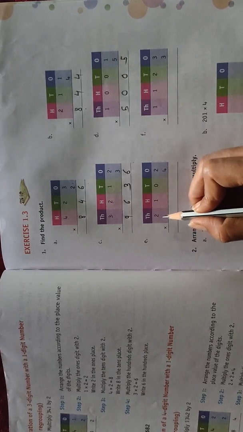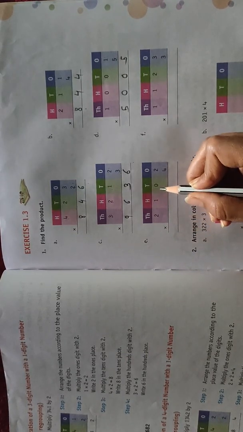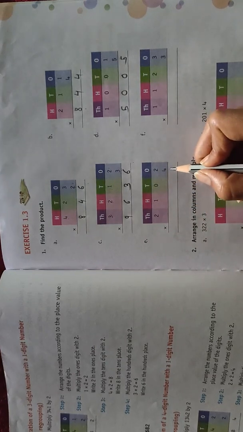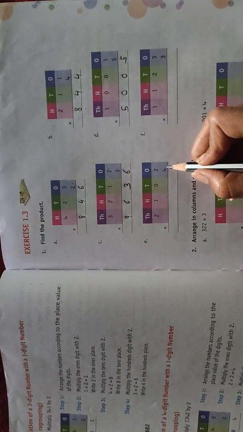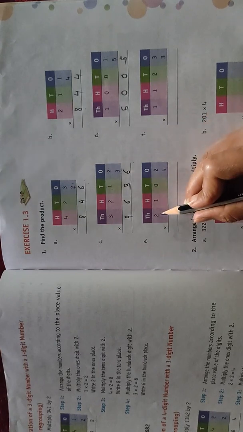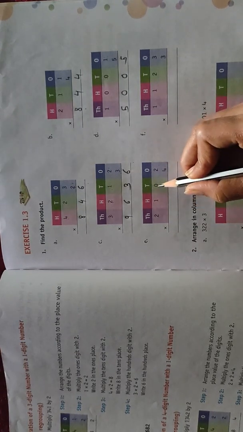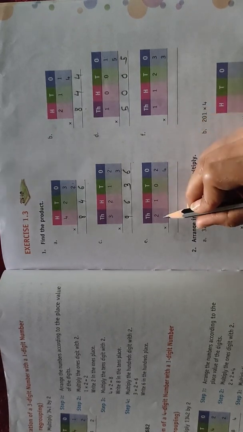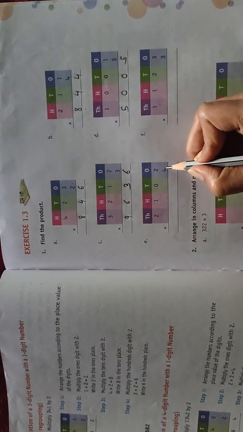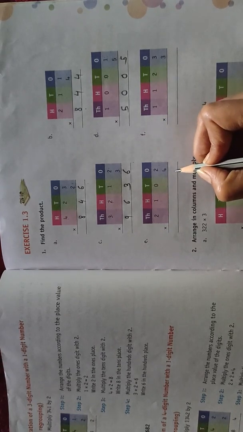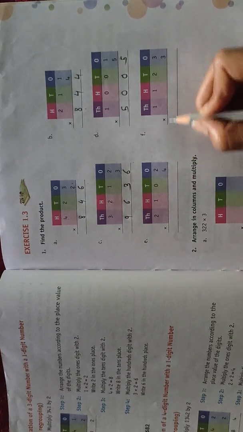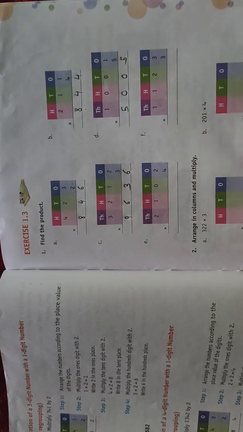Next, 2102 multiplied by 4. Means you will count the table of 4 up to the given number of places. So 4 twos are, 4 zeros are, 4 ones are, 4 twos are. Every table starts from 0. 4 zeros are 0. So you will solve the example. I hope you can try E and F sums.